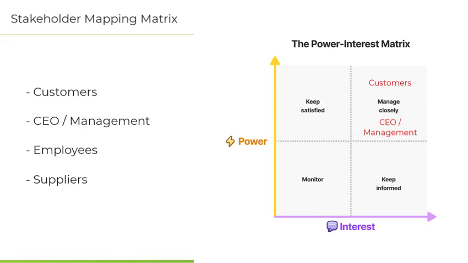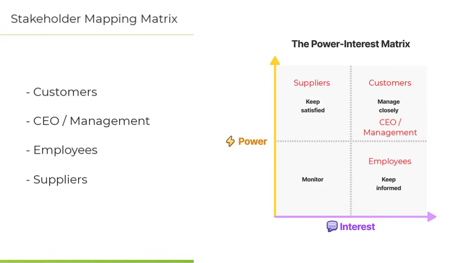Employees on the other hand normally have high interest but a low sense of power, so they could be placed within the keep informed category. And then finally our suppliers, and if we think about these individuals or groups, you normally want to keep these people satisfied, so they would go into the top left of the matrix.